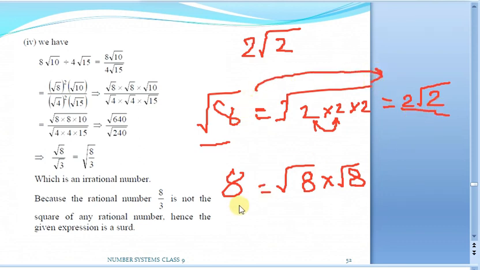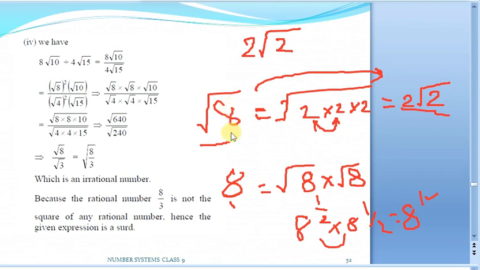Now there is one more way of writing root 8. How can we write it as root 8 into root 8? Why? This is nothing but 8 power 1 by 2 into 8 power 1 by 2. We know that when the bases are the same, we can add the powers. That means a power m into a power n is equal to a power m plus n. So this is going to be 8 power half plus half, which is 8 power 1.